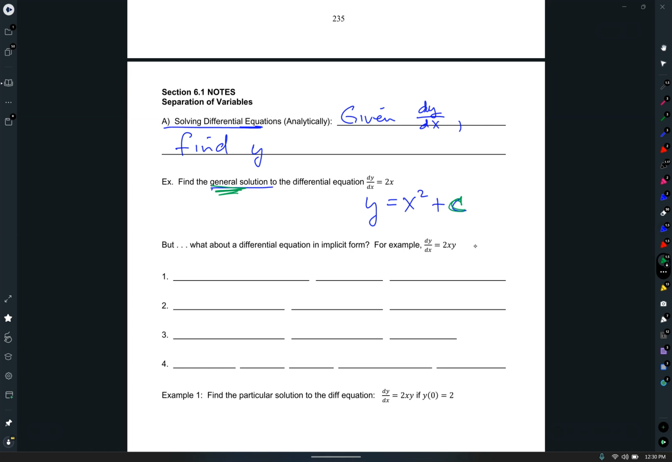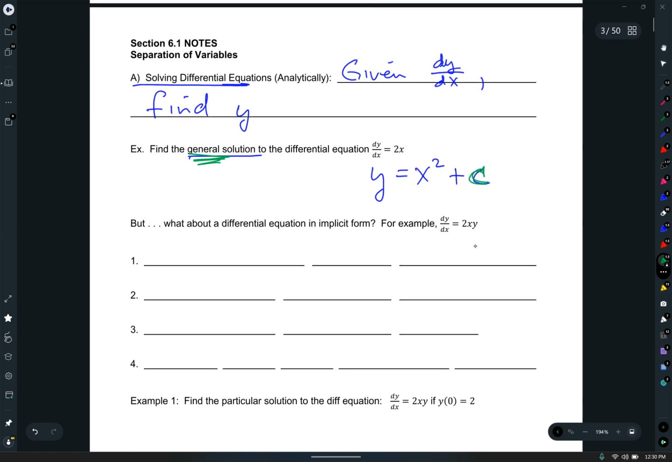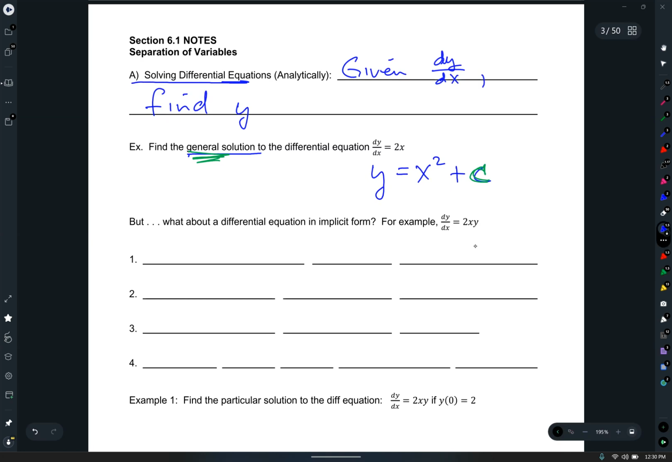If they said find the particular solution, then that would mean they want you to actually find out what the c is. But if they want you to find the c, that means what? They're going to have to give you some ordered pair that you can plug in and find the plus c, right? Okay. But, and here comes the different part. What about a differential equation, meaning a derivative that's in implicit form? What if they give you the derivative dy dx equals 2xy? Because we've never integrated something like this, right? We've never integrated 2xy. We've integrated 2x, but not 2xy. That's what today is about.